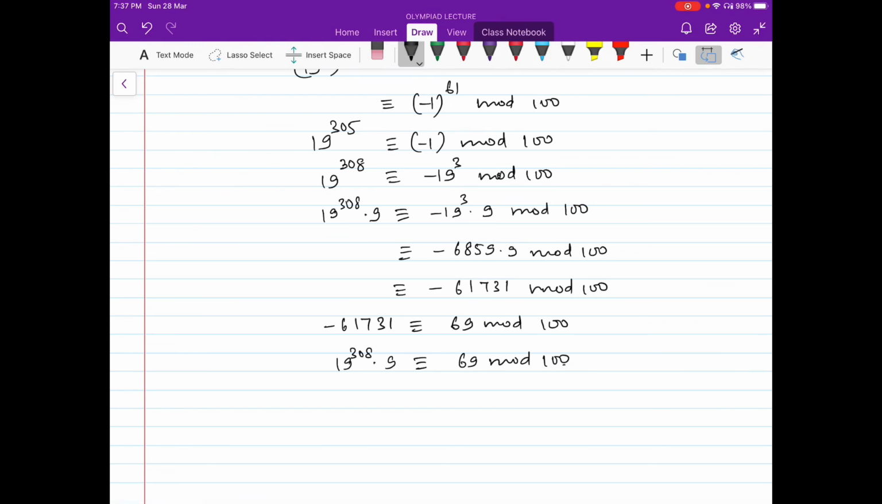Again use the same property, A is congruent to B mod M and B is congruent to C mod M, then A is congruent to C mod M, right? So hence this is the same as 3 to the power 1234 is congruent to 69 mod 100, and hence we can say that 69 is the last two digits of this number.